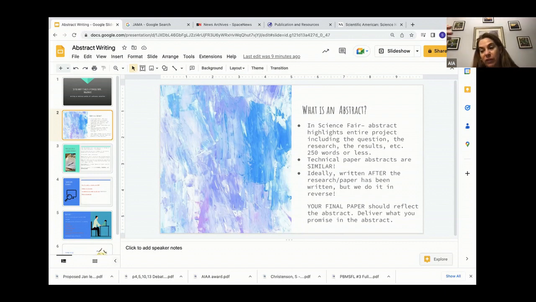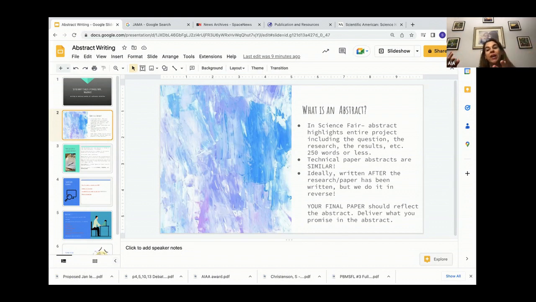Many of you have done the science fair before. So I like to start off by talking about the abstract that you're probably most familiar with. And that is, of course, that kind of explanation that talks about your question, the results, the research in general. It's very short, usually about 250 words or less, and kind of goes in that corner of your board. Well, technical paper abstracts are similar to that in that they are shortened summaries of that overall project.